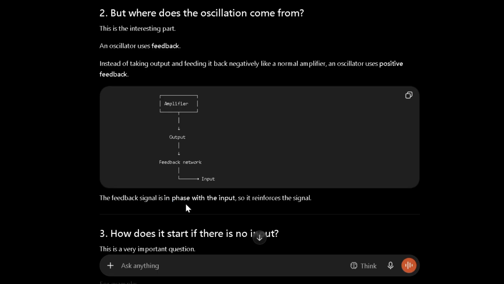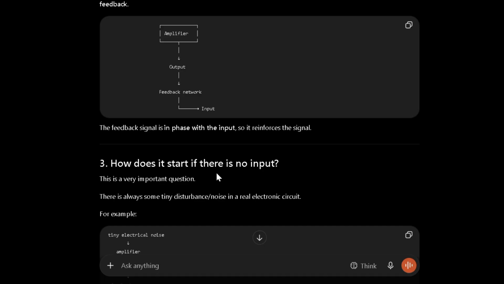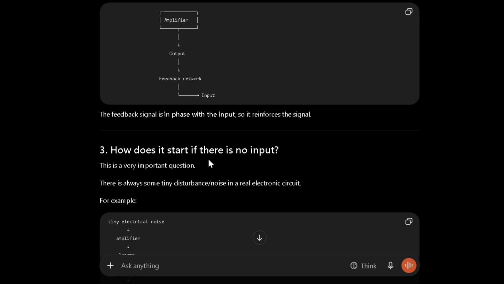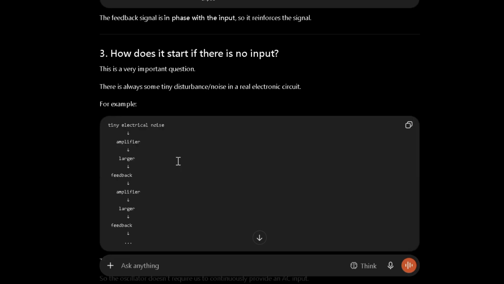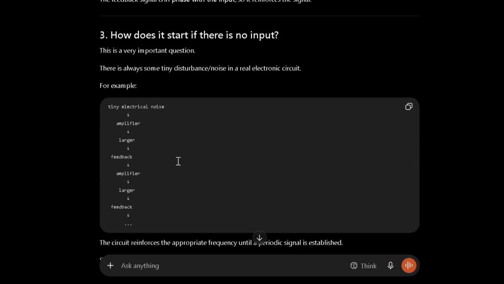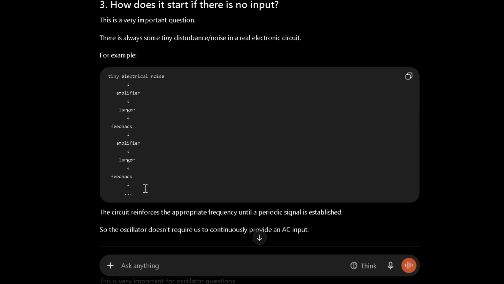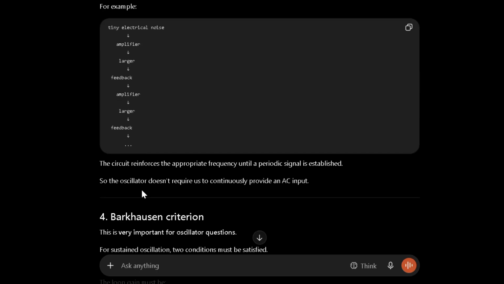How does it start if there is no input? This is a very important question. There is always some tiny disturbance or noise in real electronic circuits. For example, tiny electrical noise goes into the amplifier, gets larger, is fed back, and gets larger again. So the circuit reinforces the appropriate frequency until a periodic signal is established, and the oscillator doesn't require us to continuously provide an AC input.